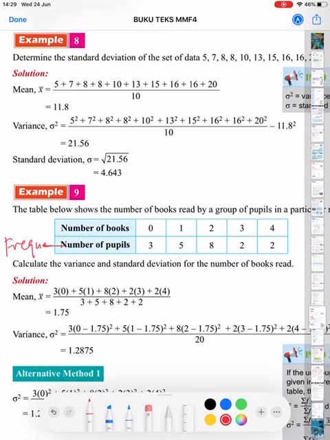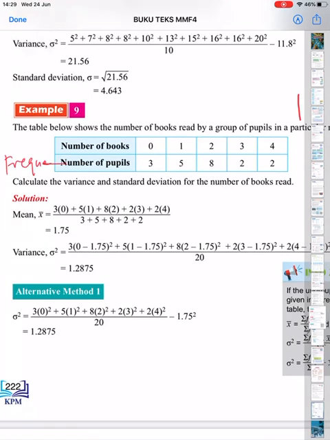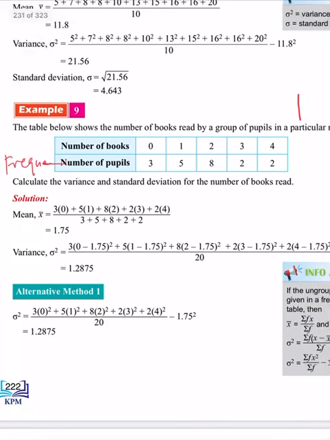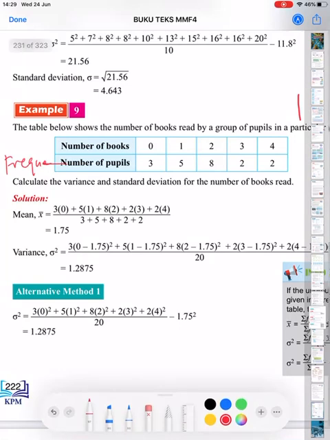So the mean is the frequency times the data. 3 times 0, 5 times 1, 8 times 2, 2 times 3 plus 2 times 4, divided by the total frequency, and then you get the mean.